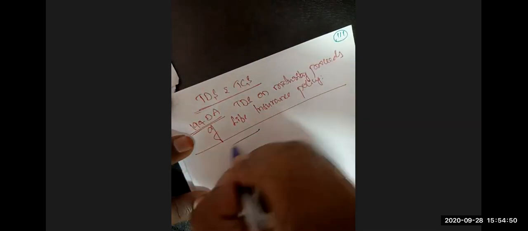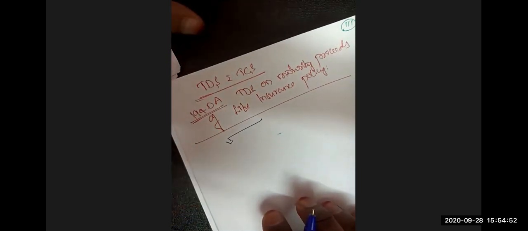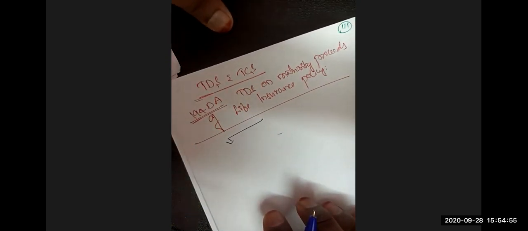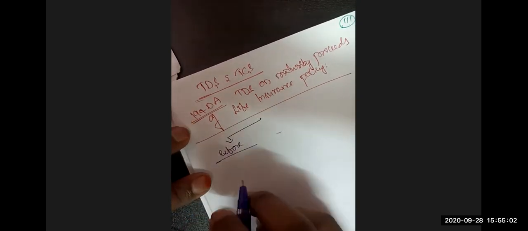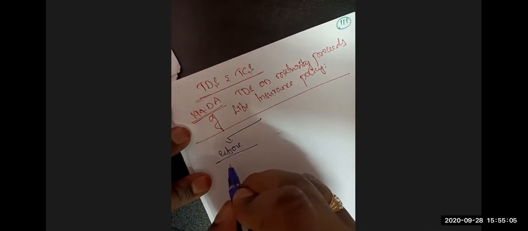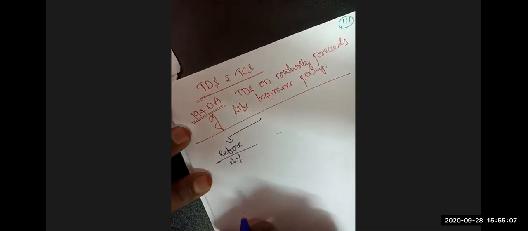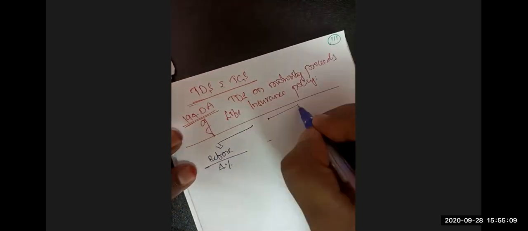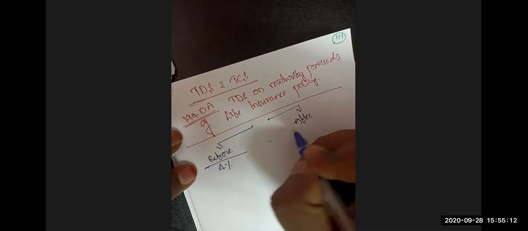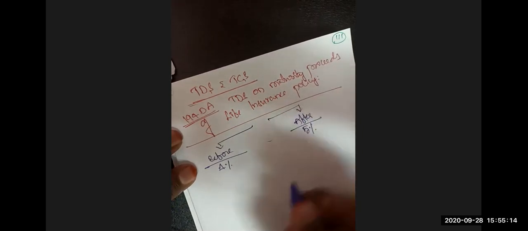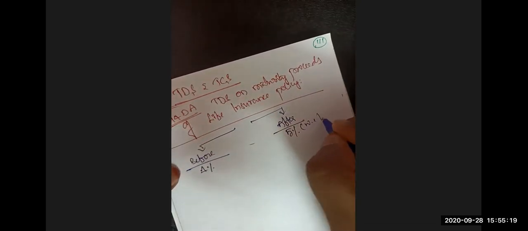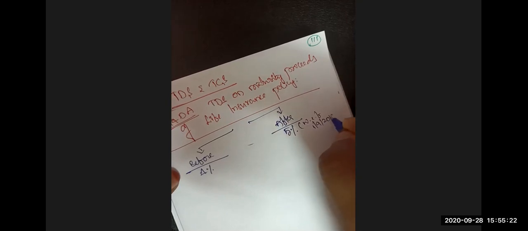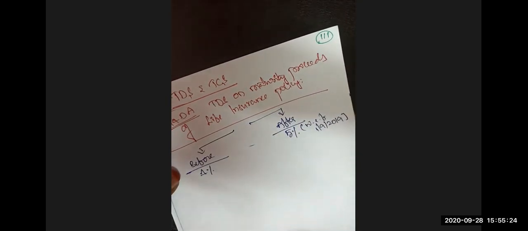Here we got the amendment with respect to the rate of TDS. Before the amendment, the rate of TDS was 1%. Now after the amendment, the rate of TDS increases to 5%, and this came into effect from 1st September 2019.